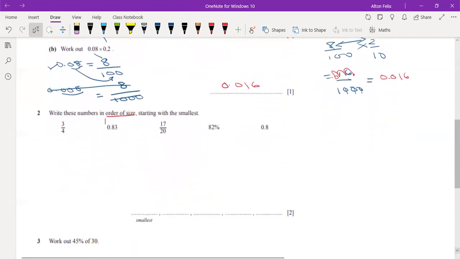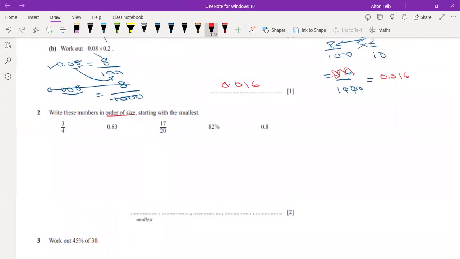So let's go with the fraction version of the problem first. 3/4 as a fraction, 3 divided by 4 is 0.75. This is 0.83. 17 divided by 20 is 0.85. Of course, you are using your calculator to assist you with this.